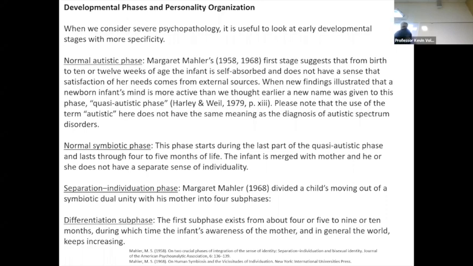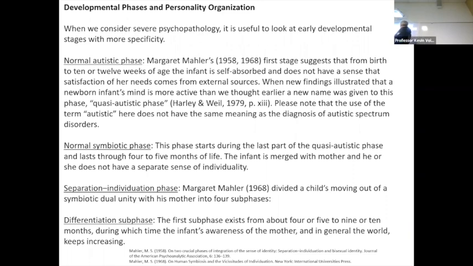The next stage is the normal symbiotic phase. This stage starts in the last part of the previous stage and lasts about 4 to 5 months of life. The infant is merged with the mother, and he or she doesn't have a separate sense of individuality really from the mother, right? They're sort of fused with the mother. And you'll see this even in very small infants: people will come into the room, and infants will just completely ignore them. Mom walks in the room, and they'll suddenly pay attention. They'll recognize the mother. There's a lot of merging with the mother, the feelings with the mother, not a lot of separate sense of identity, right?